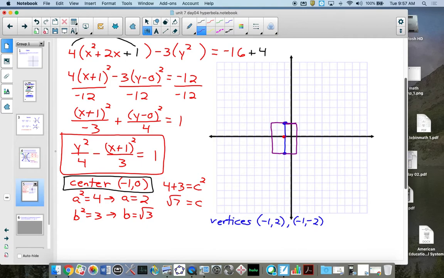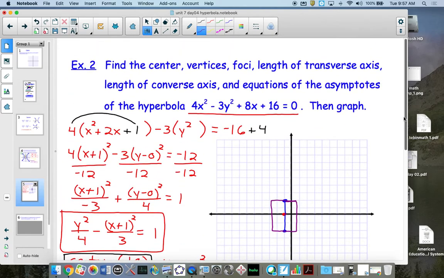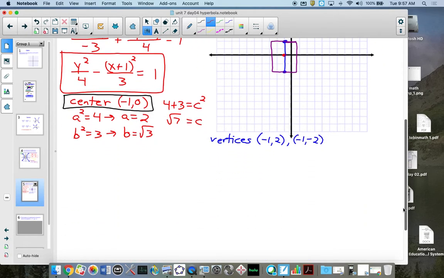Well, let's go ahead and list that. I want to go through and check off everything that we have here. Find the center, check. Find the vertices, check. We have to find the foci, we'll do that in a minute. Find the length of the transverse axis. Well, that's going to be 2a. And the length of the conjugate axis, that's going to be 2b. So let's write those in here.